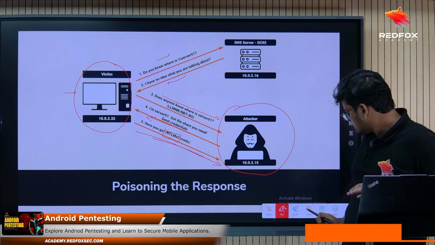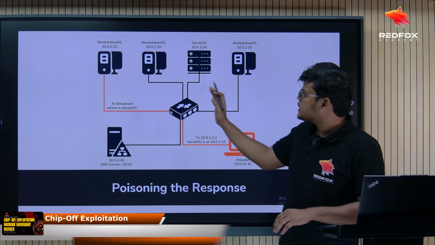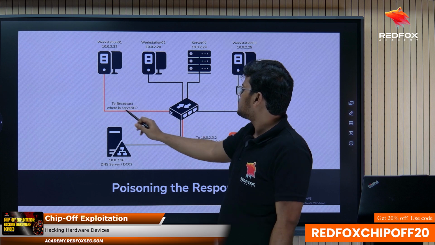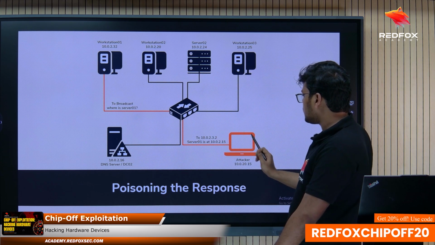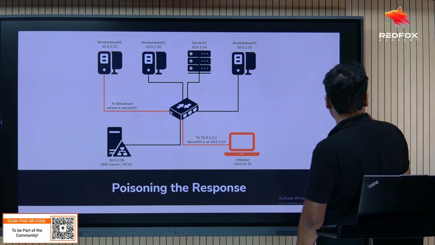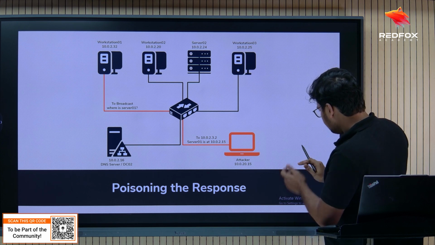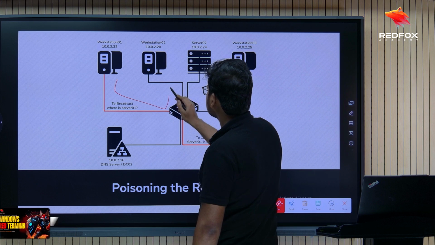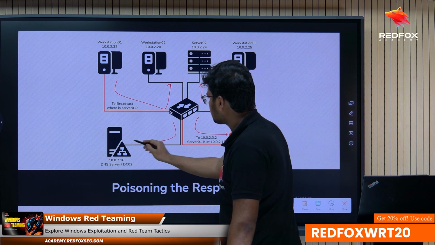So let me just close this one. Same thing here. If you look at the network topology, this workstation machine will send the broadcast messages to each and every computer. You see this computer, this DNS server, as well as the attacker machine. Let me just draw this quickly. Basically, this is a broadcast, it will reach this machine, this machine, this machine, this machine, and this machine as well.